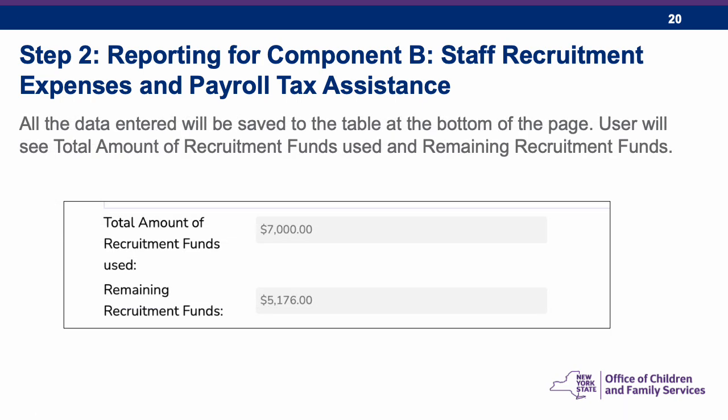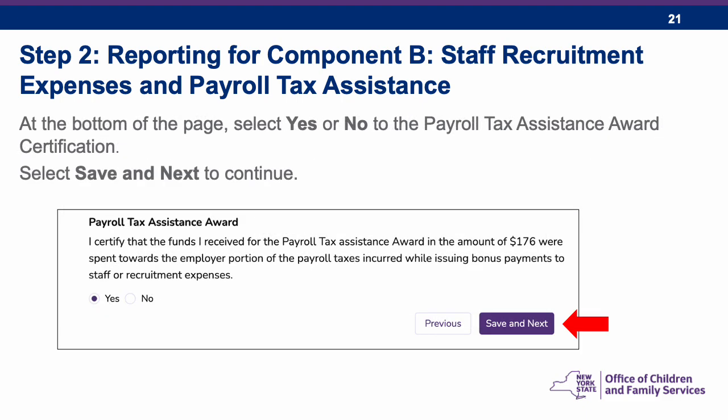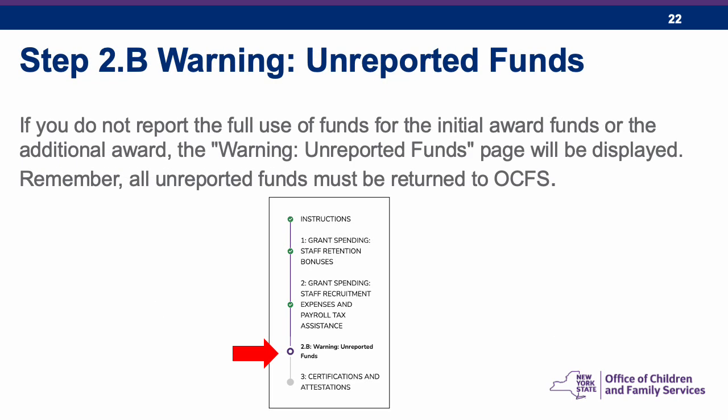All the data entered will be saved to the table at the bottom of the page. You will see total amount of recruitment funds used and remaining recruitment funds. At the bottom of the page, select Yes or No to the Payroll Tax Assistance Award certification, then click Save and Next to continue.